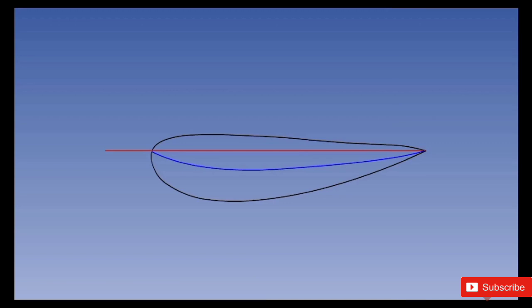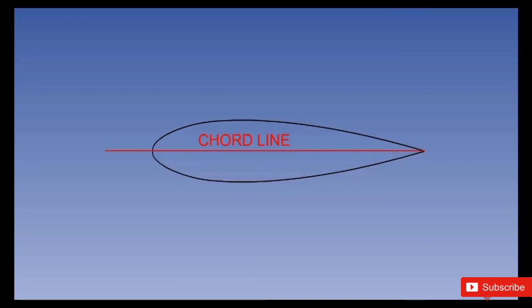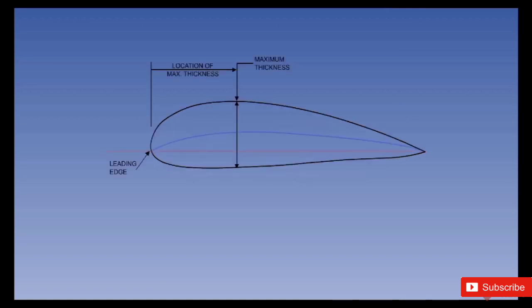When the camber line is above the chord line, the aerofoil is said to have a positive camber, and when it is below, it is called a negative camber. A symmetric aerofoil has no camber as the chord and camber line are coincident. The thickness chord ratio is the maximum thickness or depth of an aerofoil section expressed as a percentage of the chord from the leading edge.